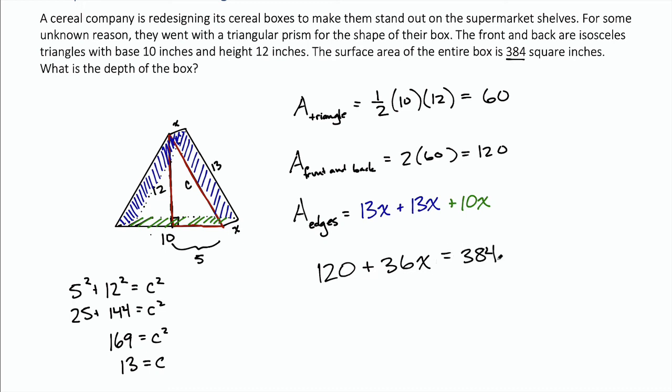So 120 plus 36x equals 384. Now we can solve for x. If we subtract 120 from both sides, we get 36x equals 264. Then we divide both sides by 36. So x equals 264 over 36. That comes out to be 7 1/3, or 7.3 repeating. And that is the depth of the box. That's that x. Of course, we should put units on that. That's in inches. Everything we're doing here is in inches.